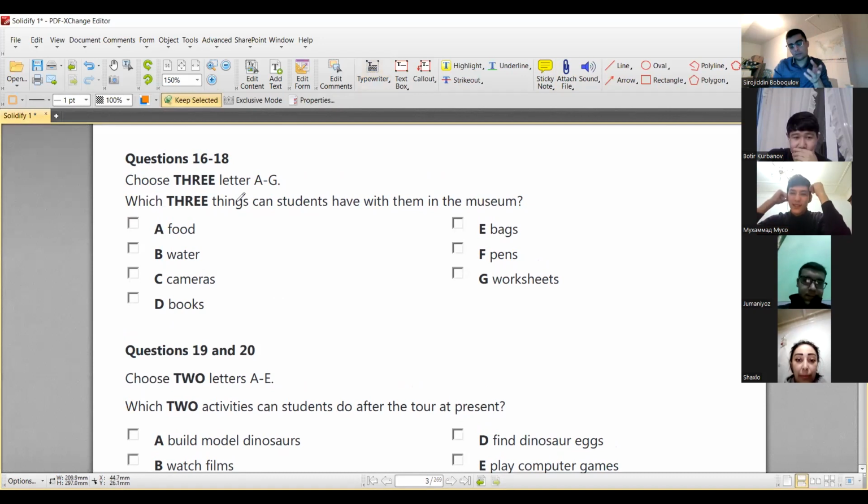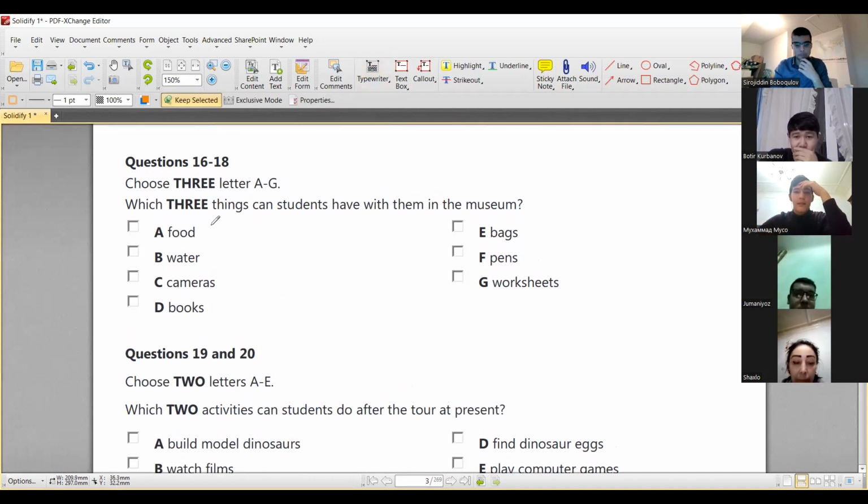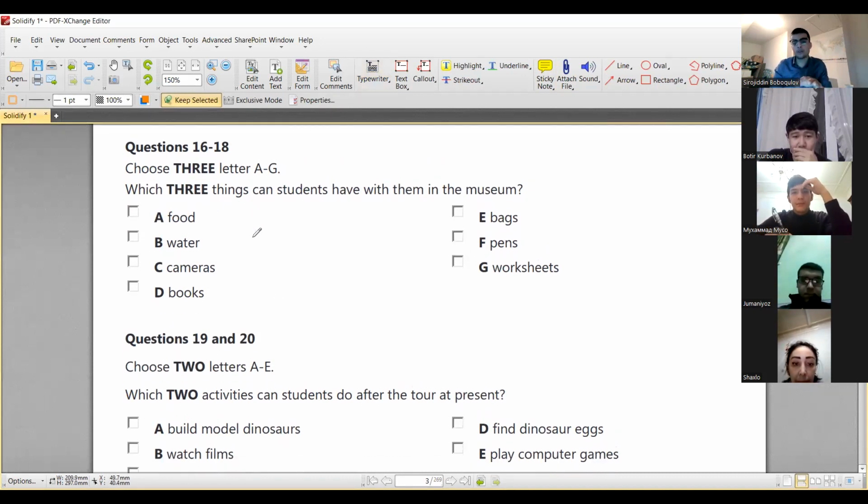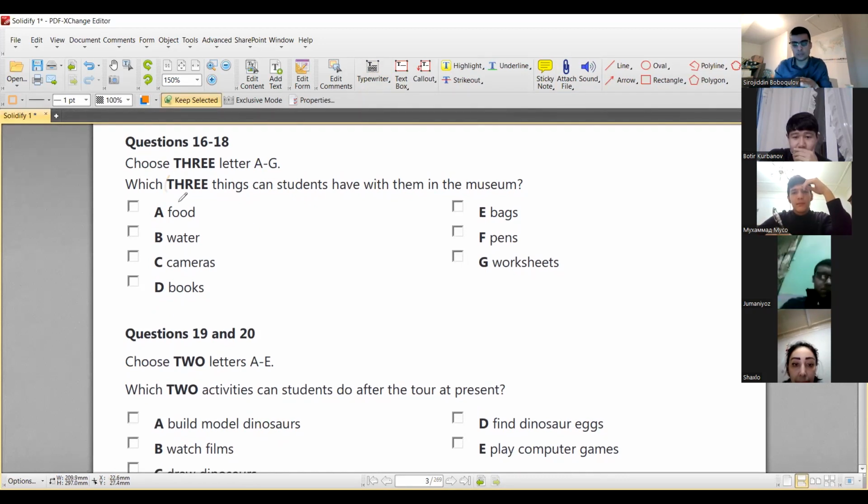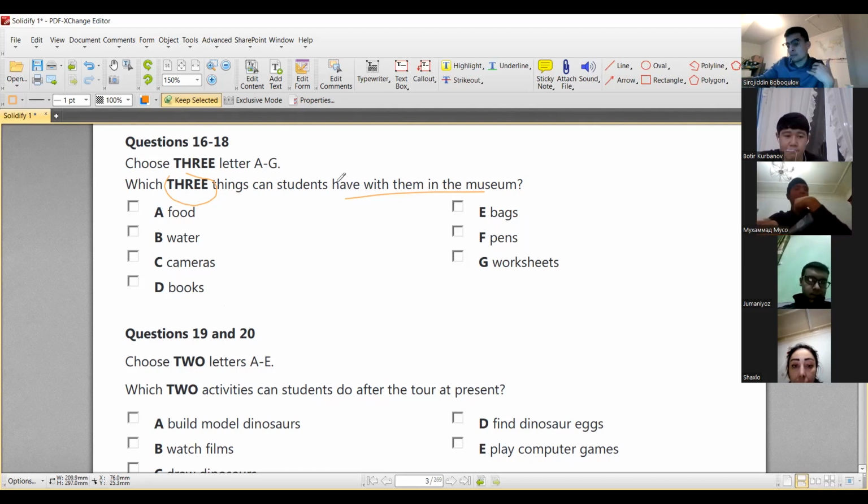Before you hear the rest of the talk, you have some time to look at questions 16 to 20. These questions are easy. The first question says: which three things can students have with them in the museum? Food, water, cameras, books, bags, pens, worksheets. Let's think about how they can be paraphrased, how they can say you can have it in the museum. Maybe they can say children can bring with themselves, or when they're at the museum, children can use their own.